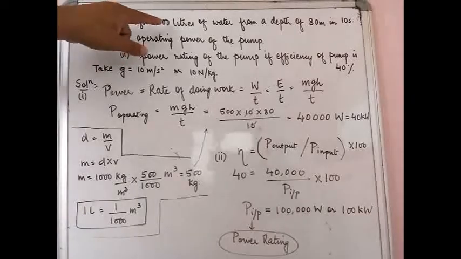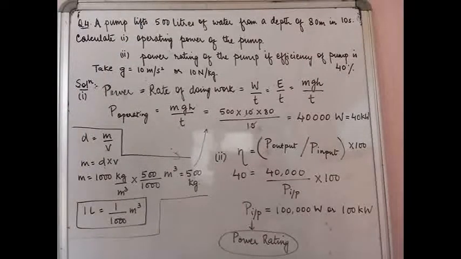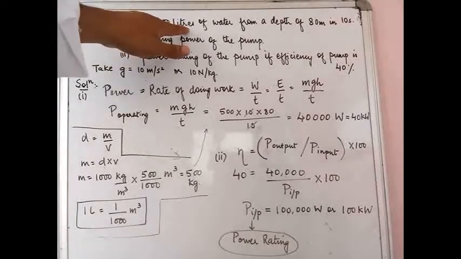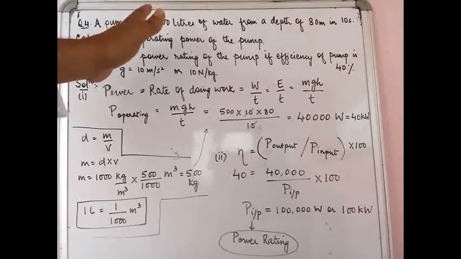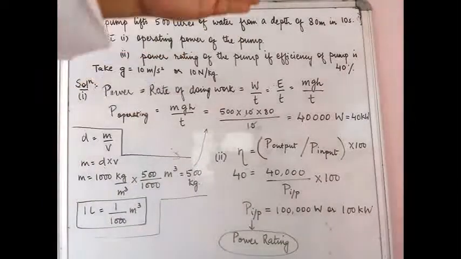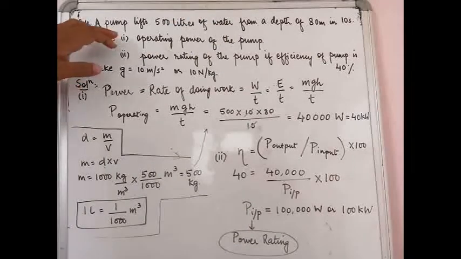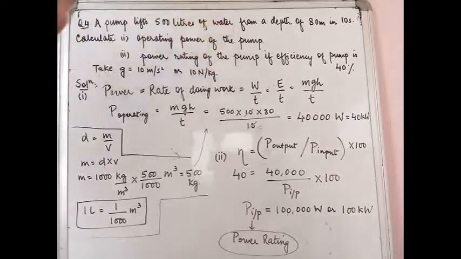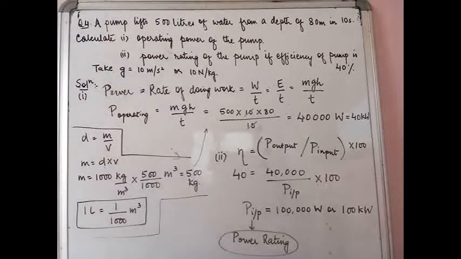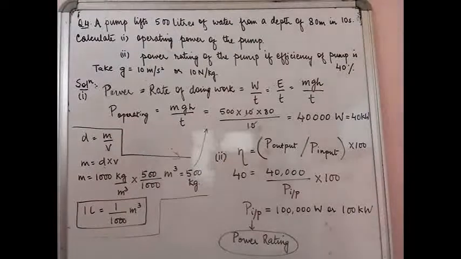A pump lifts 500 liters of water from a depth of 80 meters in 10 seconds. So there are three pieces of information that have been given in this particular line. We have 500 liters of water. So this is the volume, not the mass of the water that has been given. The depth or the height, if you can call it that, is 80 meters and the time taken is 10 seconds. Calculate number 1, the operating power of the pump. So the power at which it is operating, and then the second one is the power rating of the pump if the efficiency of the pump is 40%.